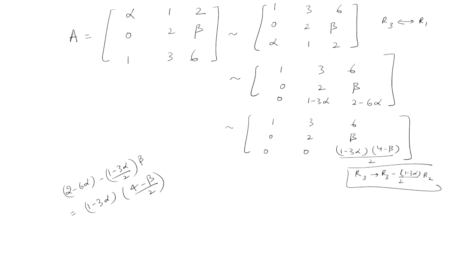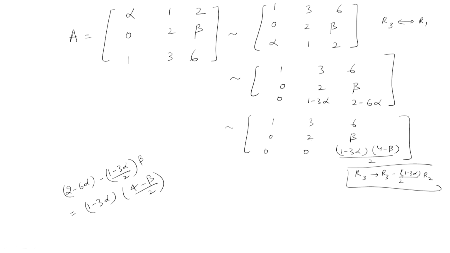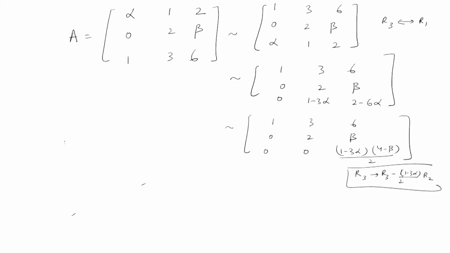Now for which values of alpha and beta is the rank of this matrix 1? You see, this element is non-zero. So, rank will always be 2 or more than 2. Rank is either 2 or 3. Rank can never be 1. So, for rank 1, the answer is no alpha, beta, because this case is not possible. For no values of alpha and beta, rank is 1.